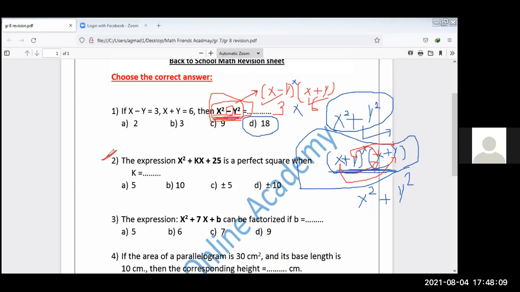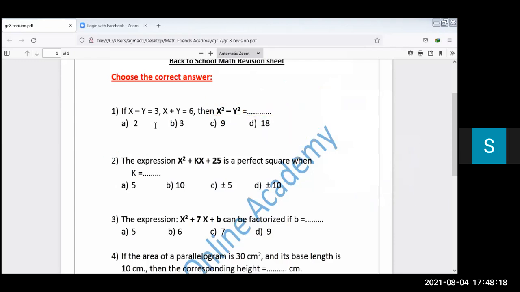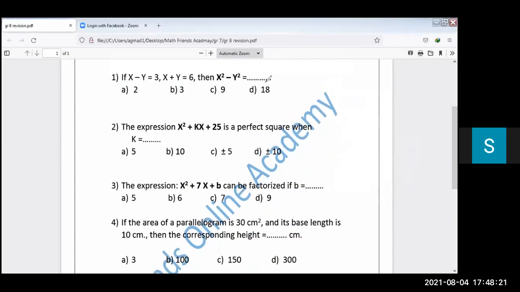Okay, let's go to the second question. I need now Sarah. Yes, do you have another Sarah here? I see your name only. Yes, dear. Read this question. The expression x power 2 plus kx plus 25 is a perfect square when k equal. What do you mean of perfect square here?